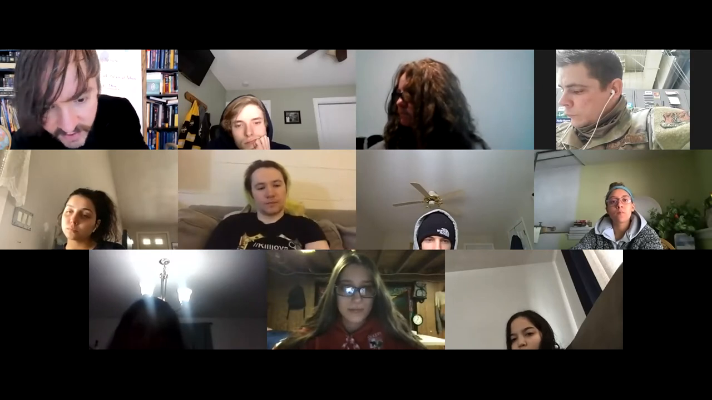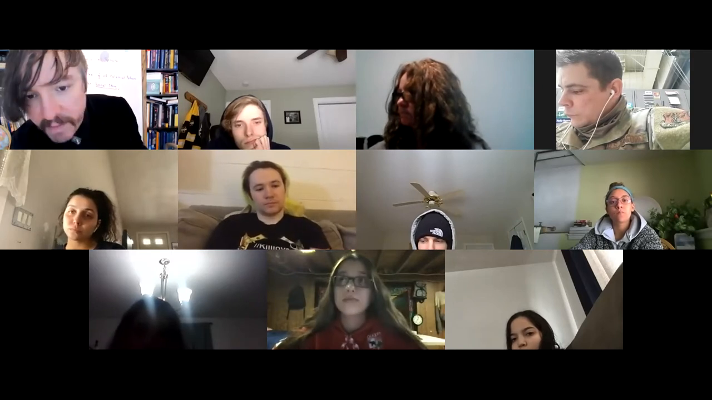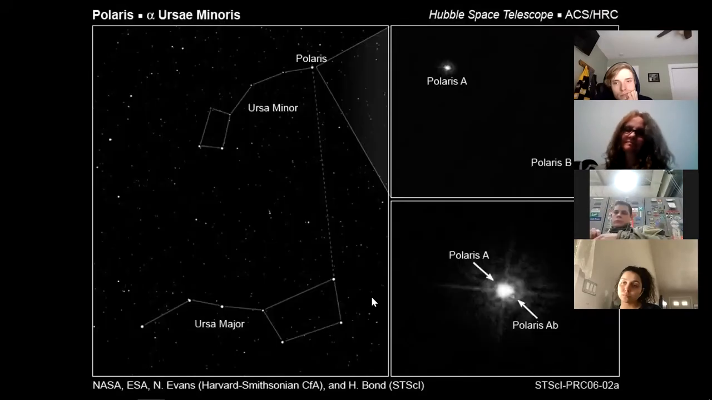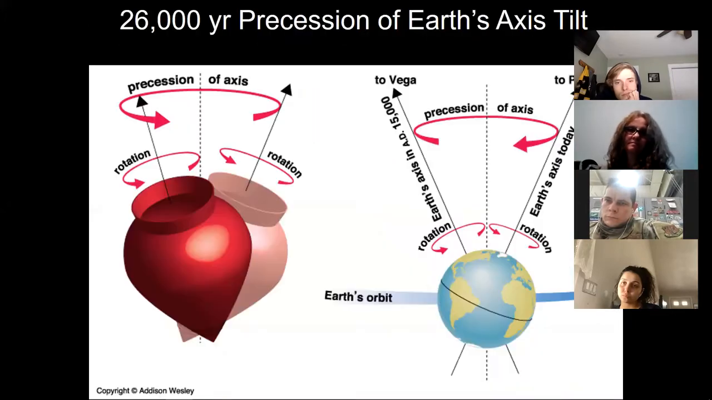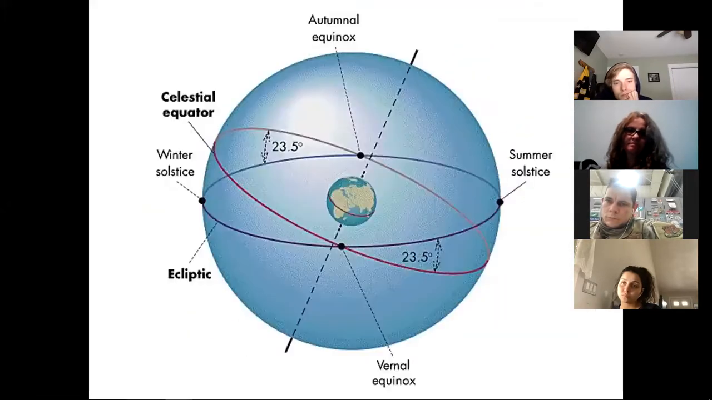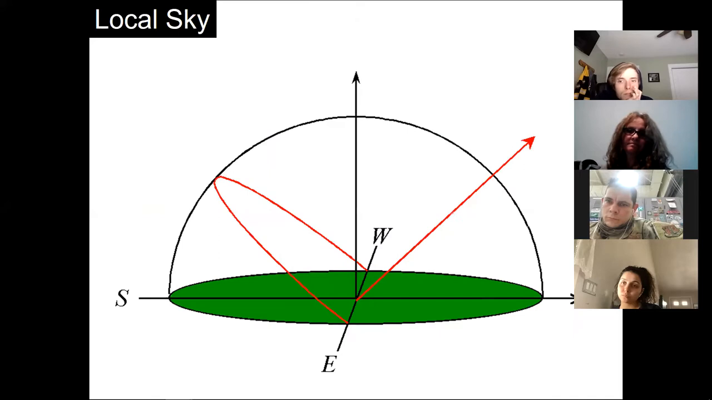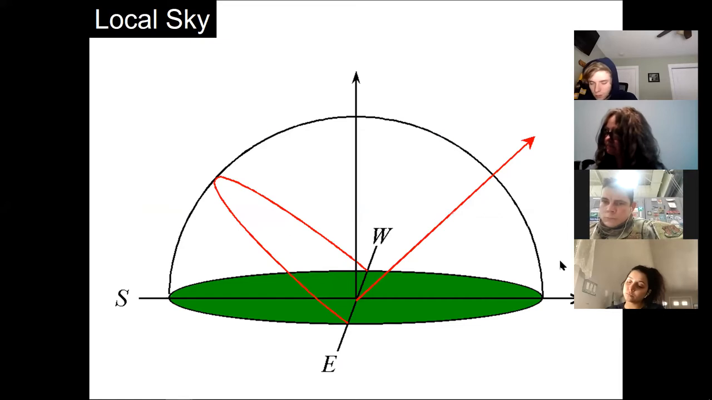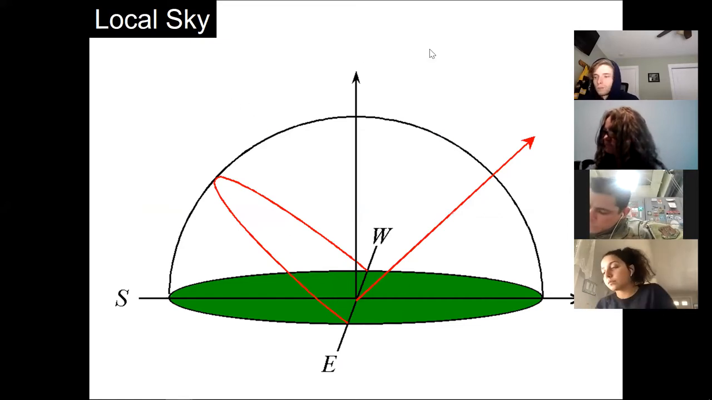What we have to do now is we have to have a little Bob Ross time. We're going to make a picture of our local sky. Let's see here. So this is a picture that we're going to draw now. We're going to focus on talking about how stars rotate across our sky.